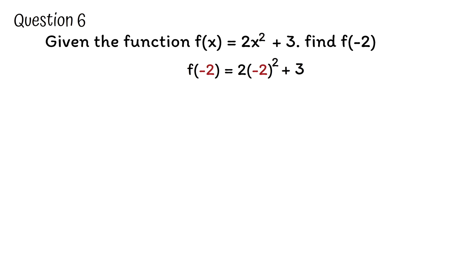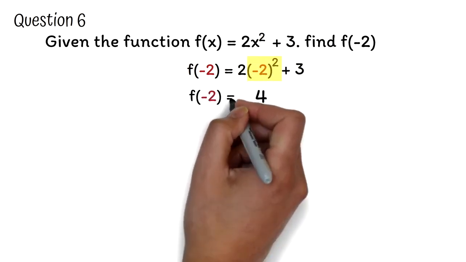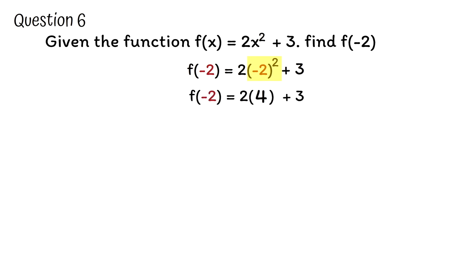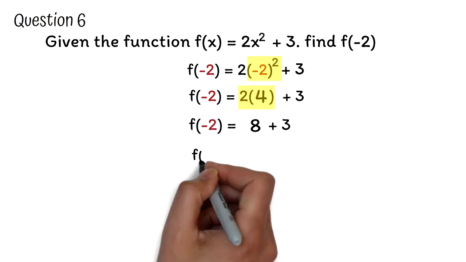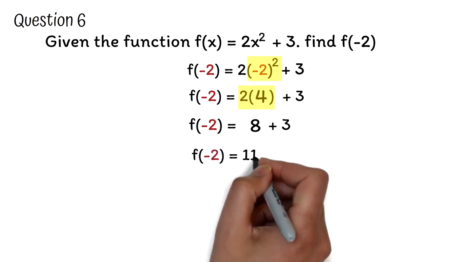Now we will use the order of operations to get the answer. If you're not familiar with the order of operations, please check the links below this video and watch it. From the order of operations, we will have to do the negative 2 squared first. Negative 2 squared is 4. So we have f of negative 2 equals 2 times 4 plus 3. Next, we will do the multiplication by 2. 2 times 4 is 8. So we have f of negative 2 equals 8 plus 3. Then finally, we will add 8 to 3. This will give 11 as our answer.